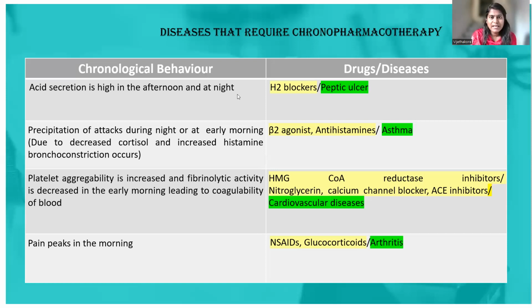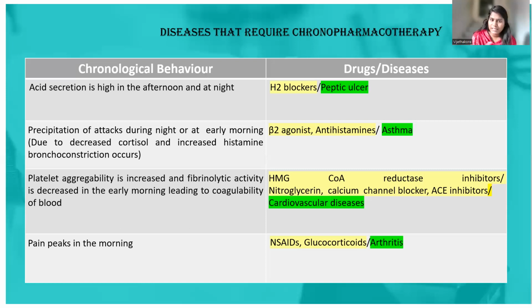And the other diseases like atherosclerosis, angina, and other cardiovascular diseases. The therapy is required early in the morning because mostly this occurs around 3 a.m. The platelet availability is increased and fibrinolytic activity is decreased in the early morning, leading to coagulability of the blood. So thrombin attacks and heart strokes are mostly seen during this time. So the drug is needed at around 3 a.m.